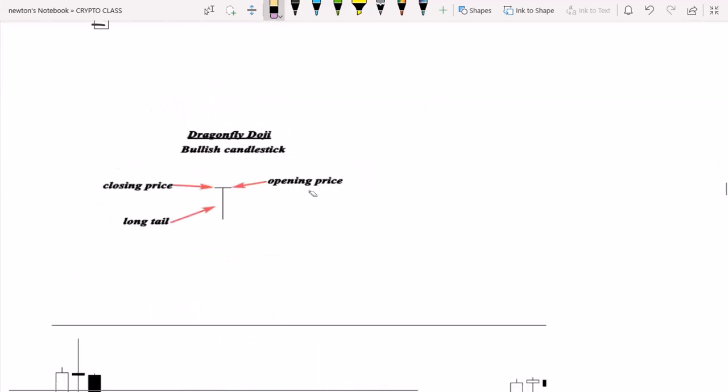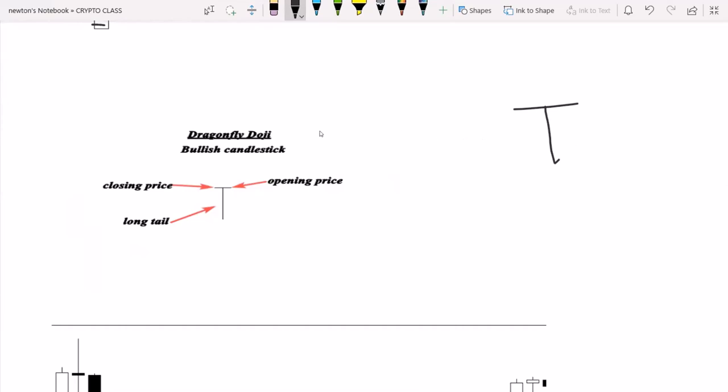Now the next one we want to move on to is the dragonfly doji. The dragonfly doji is actually a bullish candlestick pattern. It also opens where it closes. Usually they have this T shape, and this can represent a lot.